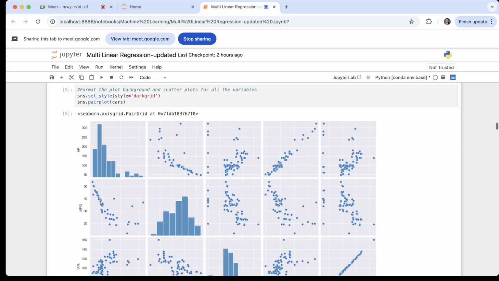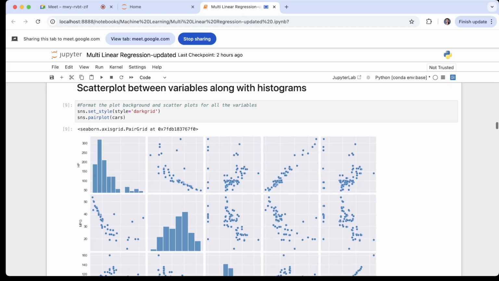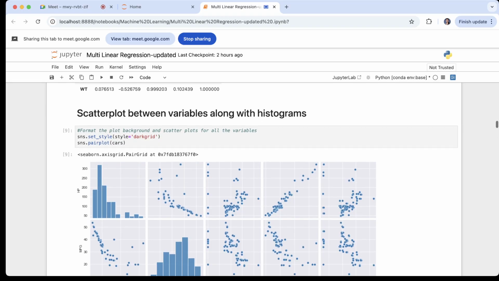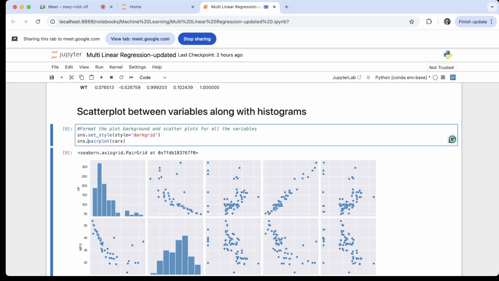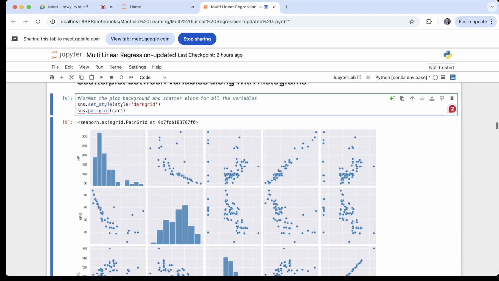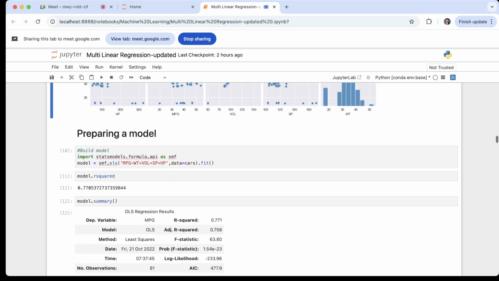Okay. So then these are the scatter plots, this is called a pair plot actually. It plots all the features and all the variables with all other variables, and on the diagonals there will be histograms.